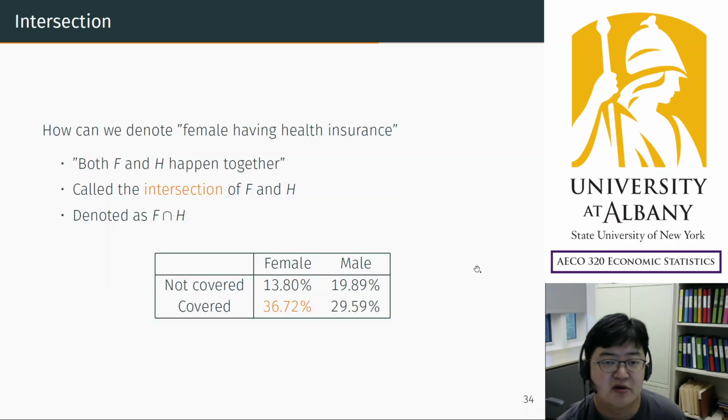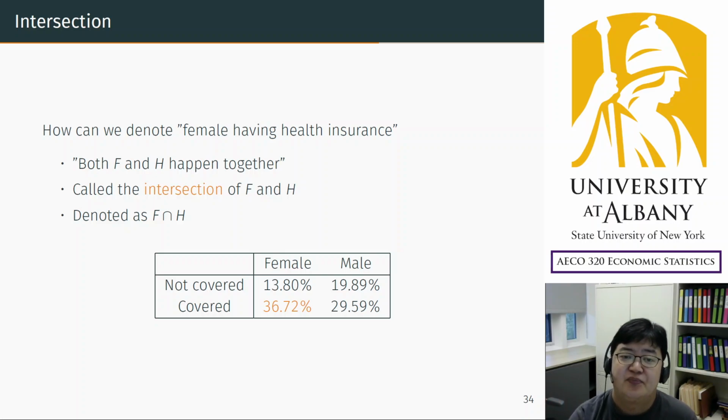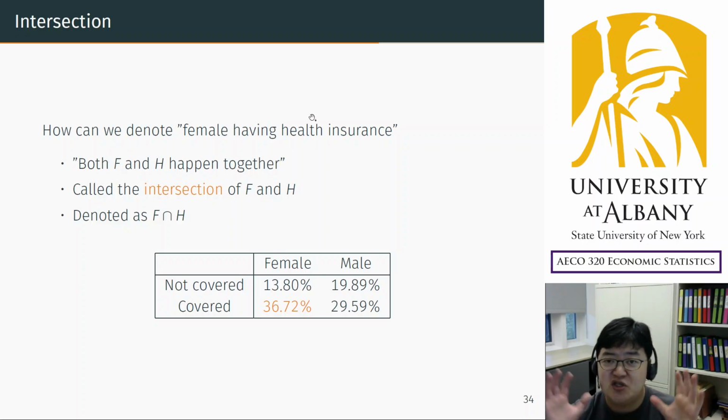Now the last operation we learn is and. So you can think about the event that a person is female and having health insurance at the same time. And means both of the events occur together. So two conditions must be satisfied at the same time.